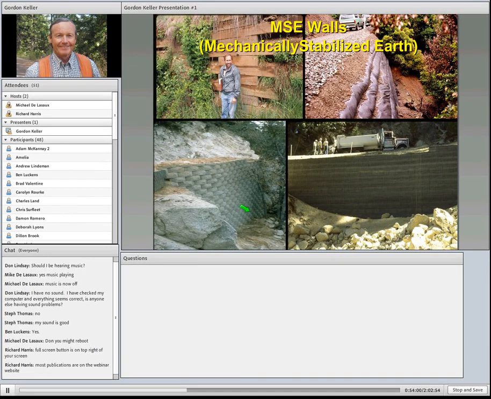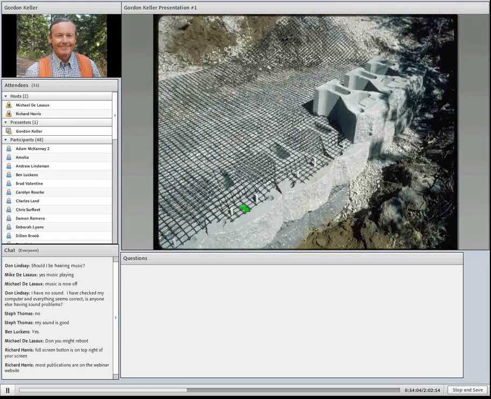The big advantage of MSE walls is that you've got some sort of facing element, like these blocks. You've got reinforcement material, which is a geogrid or geotextile, and you're commonly using local granular material that can be found someplace not too far away. So on big structures, these are just cheaper than traditional gravity structures.